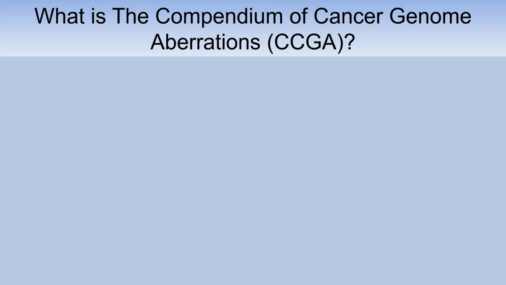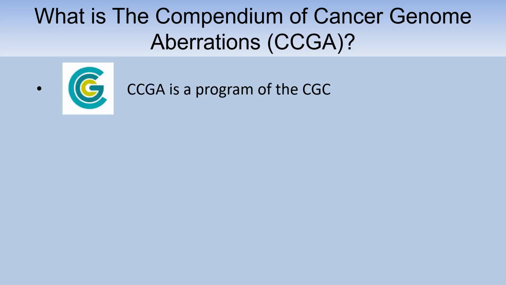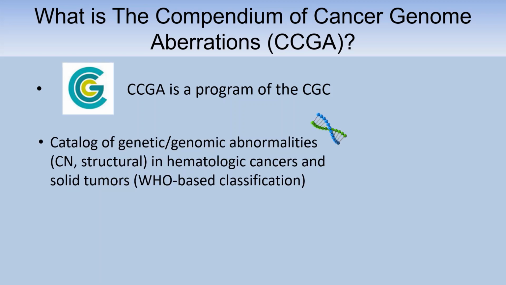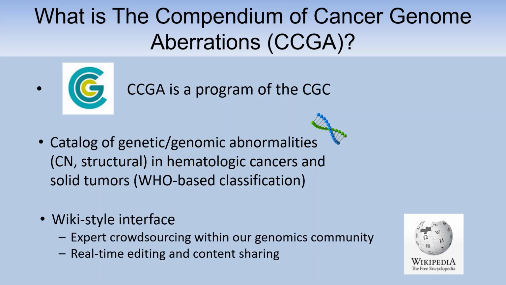What is the CCGA? It is a program of the Cancer Genomics Consortium. The idea is to create a catalog of genetic and genomic abnormalities, particularly copy number and structural, that occur in hematologic cancers and in solid tumors. This is structured based on the WHO classification, as that's how we think of these entities clinically. It is a wiki-style interface, so our genomics community is expertly crowdsourcing this information, and it's being done in real time in terms of editing and content sharing, which aligns with how quickly genetic data is being produced in our field.